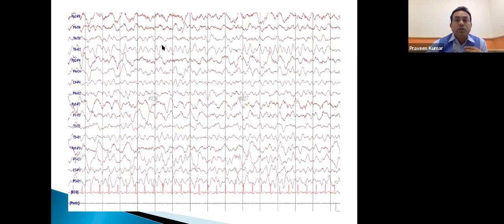You count 1, 2, 3, 4. Once again, four waves. Normally you count the waves posteriorly, T6O2, especially if you're looking at waves apart from the beta, because beta you normally see more anteriorly, like you see over here also. This is a normal sleep showing some amount of beta and a lot of delta waves posteriorly.